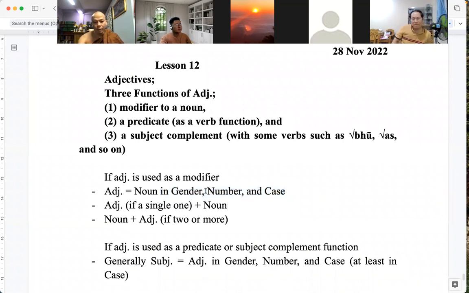The same way with number, singular or plural. If the noun is singular, the adjective modifying that noun must also be singular, or if the noun is plural, that adjective is also plural. The same way, if the noun is in the nominative case, the adjective modifying that noun must also be in the nominative case. That is why, if the adjective is used as a modifier to a noun, it should have the same gender, the same number, and the same case as the noun it modifies.